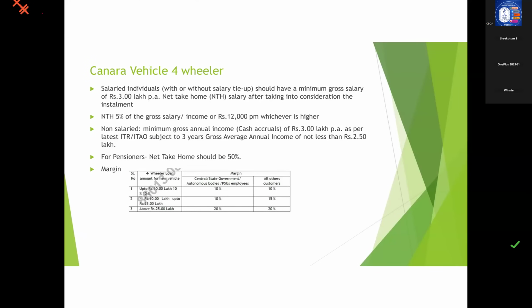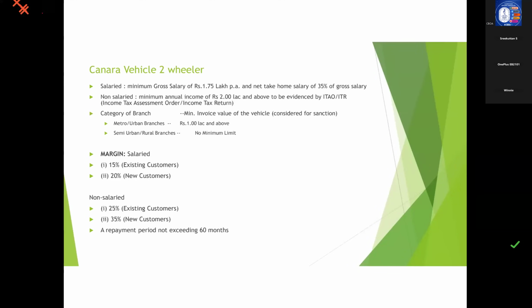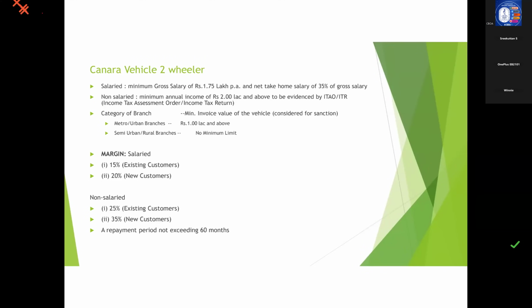Canara four-wheeler is yet another important product with regard to retail lending, so we will start with that one. I think everybody is very clear about the Canara two-wheeler. It is very simple. Gross salary is 1.75 lakhs for salaried, and net take home 35%, and for non-salaried it is 2 lakhs. And invoice value should be minimum 1 lakh and above for metro and urban branches, and there is no such limit for semi-urban and rural branches. And the margin is 15% for existing salaried, 20% for new salaried, 25% for existing non-salaried, and 35% for new non-salaried.